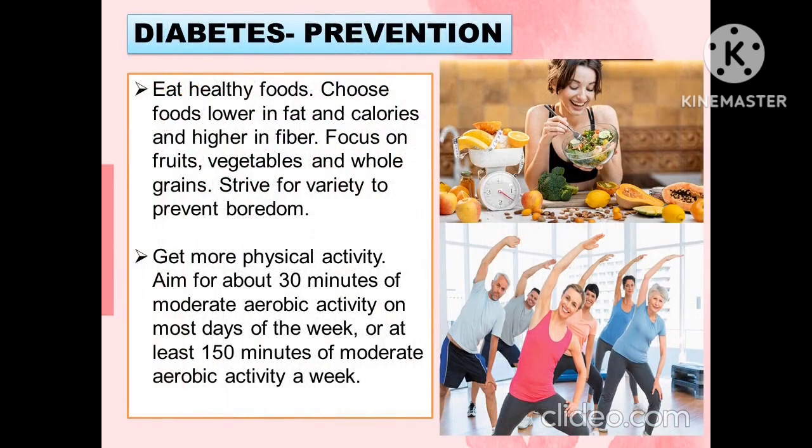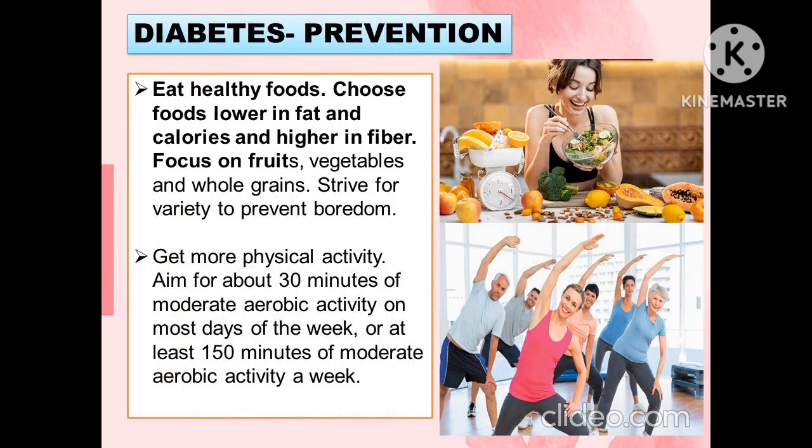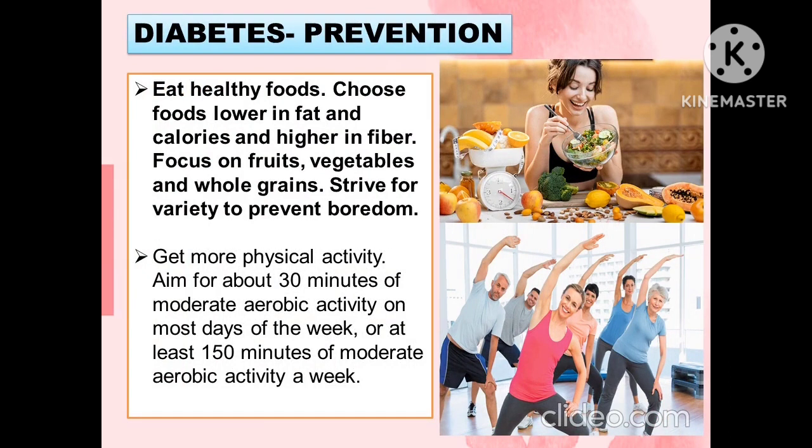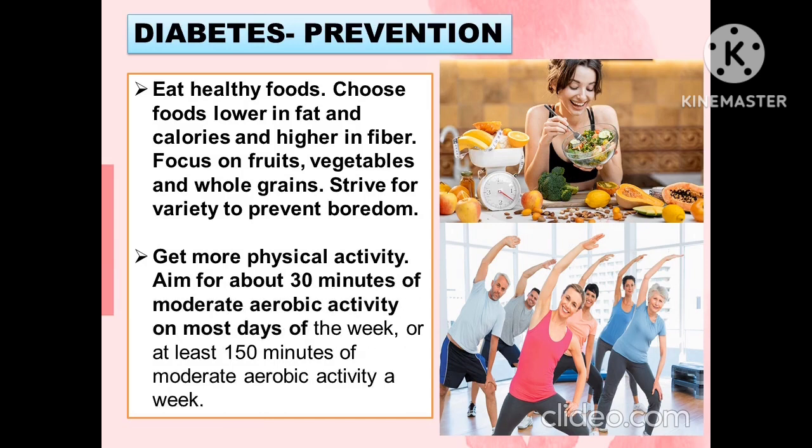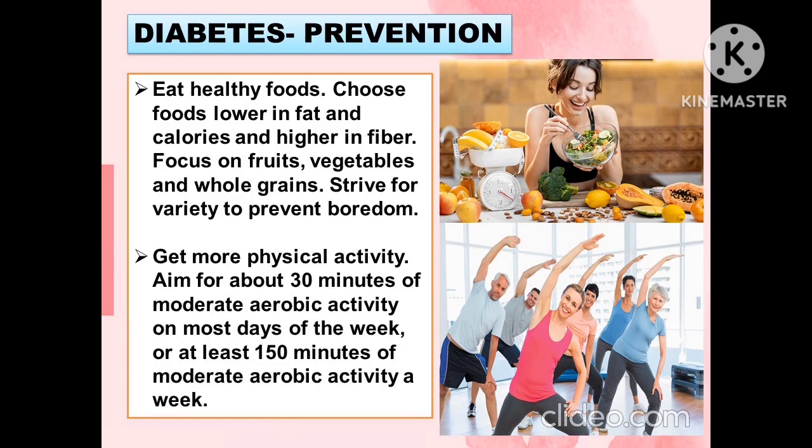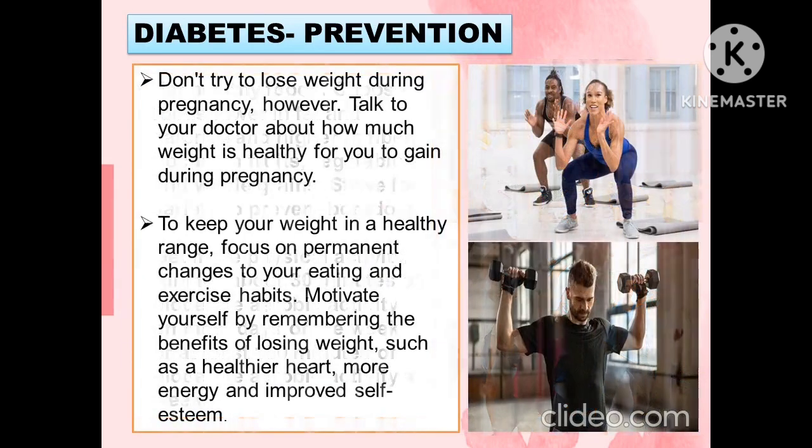The following are the prevention of diabetes. Eat healthy foods. Choose foods lower in fat and calories and higher in fiber. Focus on fruits, vegetables, and whole grains. Strive for variety to prevent boredom. Get more physical activity. Aim for about 30 minutes of moderate aerobic activity on most days of the week, or at least 150 minutes of moderate aerobic activity a week.